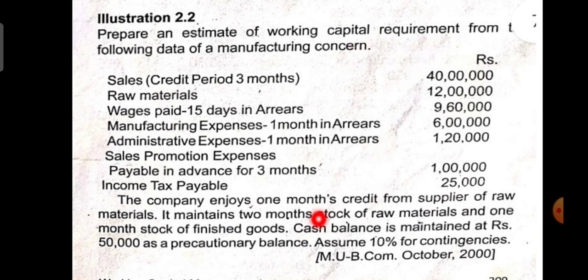And here cash balance is there, that is 50,000. So it is a current asset and we have to maintain 10% contingency to the net working capital, add 10% contingency. Okay, let's go for it.